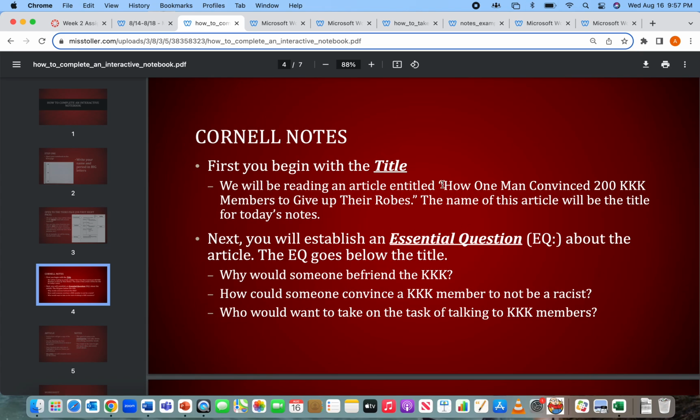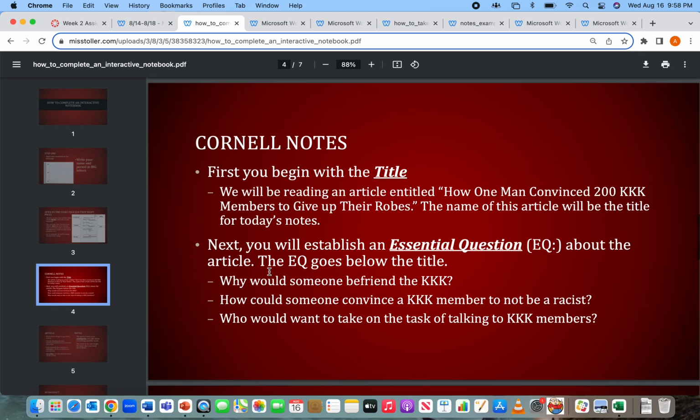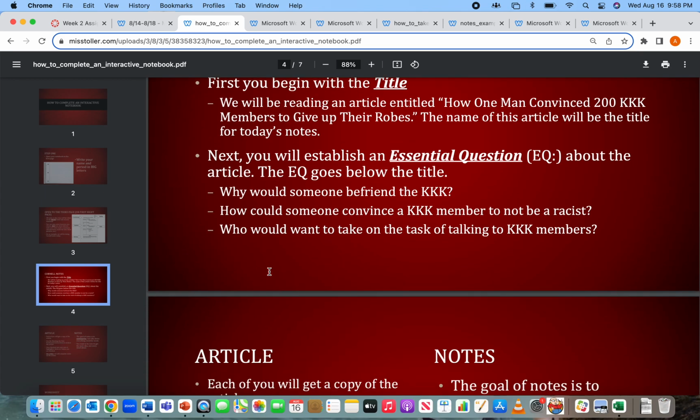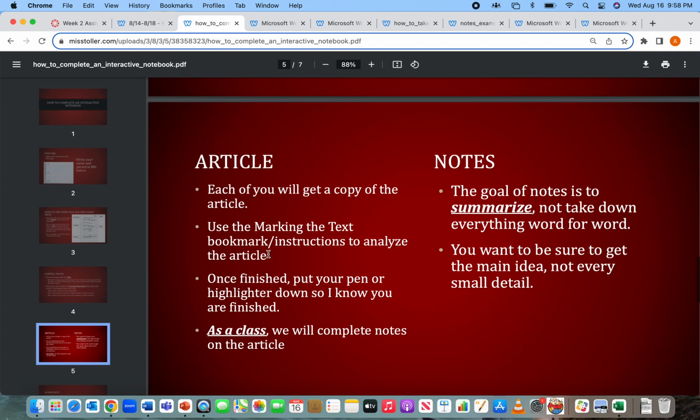Based on the title alone, what were maybe some initial questions that you would have? And I provided a couple for you. You can use one of them, or you can come up with one on your own. But one would be, why would someone befriend the KKK? If you don't know, the Ku Klux Klan is a white supremacist group. They're not exactly the most friendly of people. How could someone convince a KKK member to not be a racist? And who would want to take on the task of talking to KKK members? Once you do that, you're going to go ahead and open up the article.